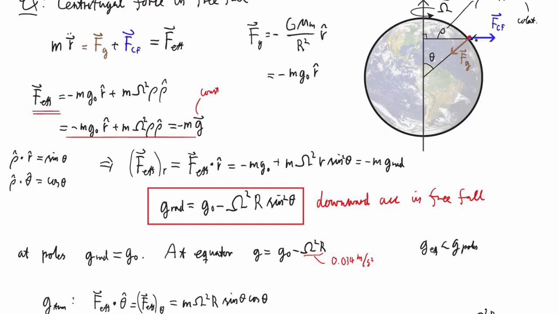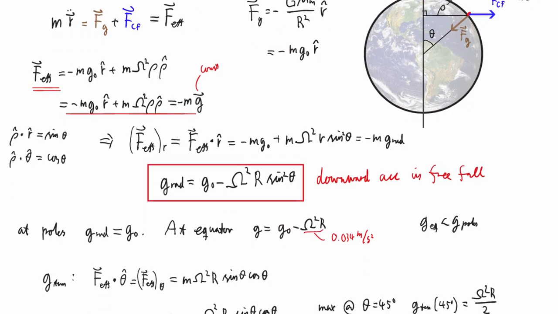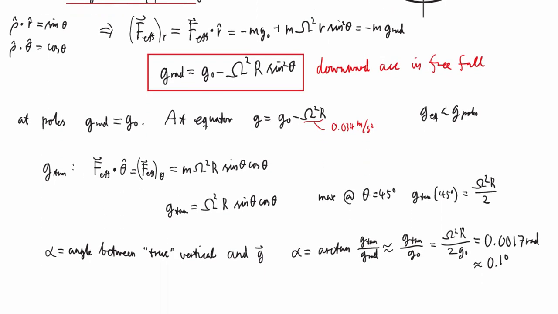Now, it's very hard to measure this angle because vertical is really defined as a direction in which things fall. And that includes the effect of the centrifugal force. So in practice, measuring this angle is very difficult. It's much easier, though, to measure the difference between the magnitude of g at the equator and at the pole. And there we see a very easily detectable, relatively strong effect of the centrifugal force.